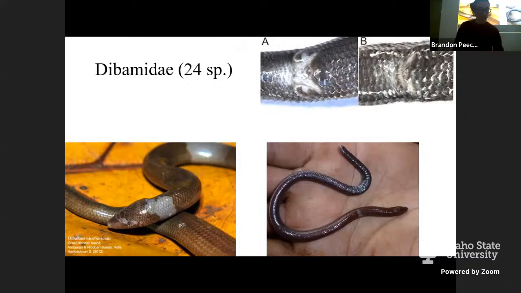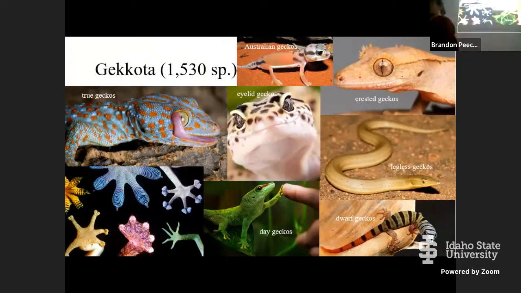Okay, the next big group of squamates is 1,500 species in this big clade called Gekkota. I'm going to talk about geckotans for a minute.